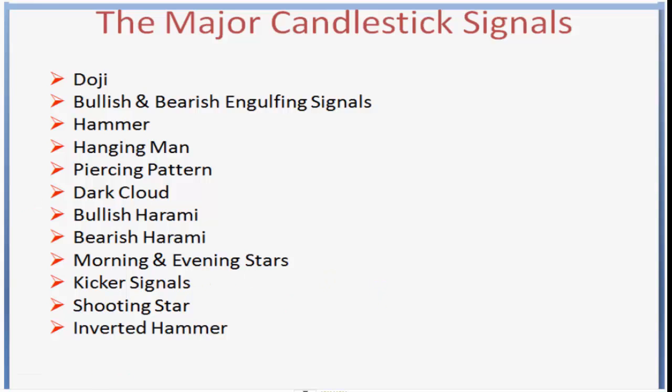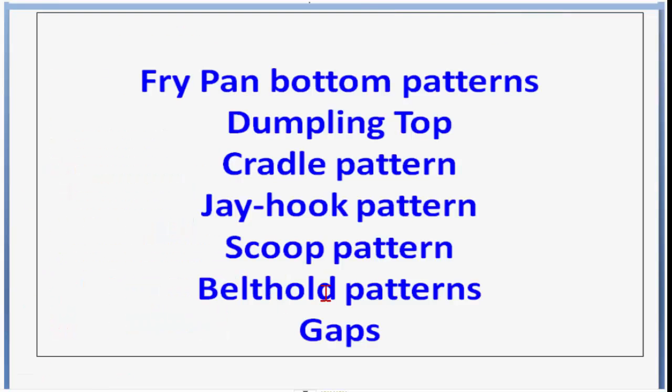So along with the signals, there are about 6 or 8 patterns that you want to learn. And these are nothing more than what human nature does time after time. And that's why they are patterns, because we can recognize when things are happening in human nature, and that's going to be put into a graphic depiction on a candlestick chart.